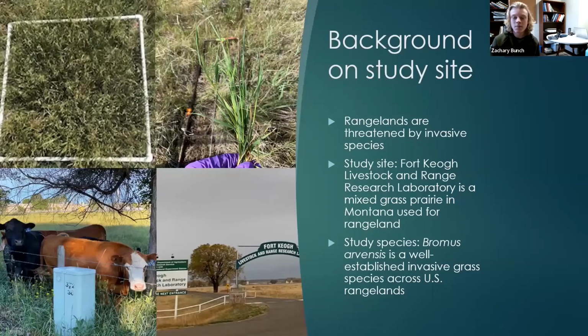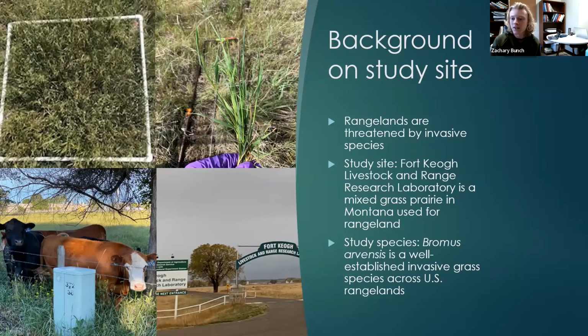On this slide, I have some background information on our collection site for this study. For this study, we are focusing on rangelands in Montana, where the previously mentioned invasive grass species, Bromus arvensis, is widespread. On the top left, we have an example of a research plot that was highly invaded by the grass species Bromus arvensis, which is shown more closely in the top right photo.